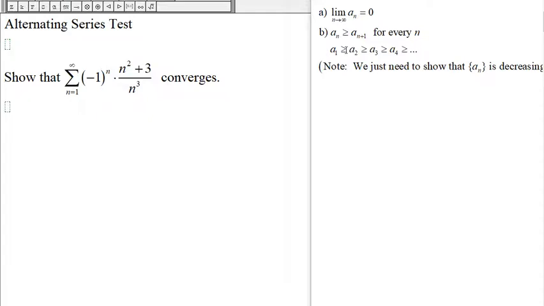We have to show two things. We have to show that the limit of a sub n as n approaches infinity is 0, and then we have to show that a sub n is a decreasing sequence, meaning a sub n is larger than a sub n plus 1, larger than a sub n plus 2, and so on. And so first we will show that the limit of a sub n is equal to 0 as n approaches infinity, and then we will show that the sequence a sub n is decreasing.